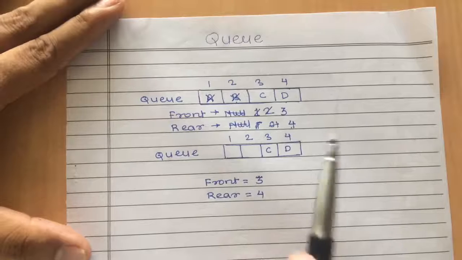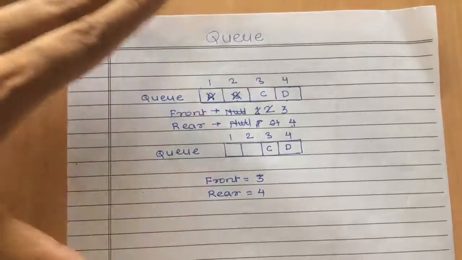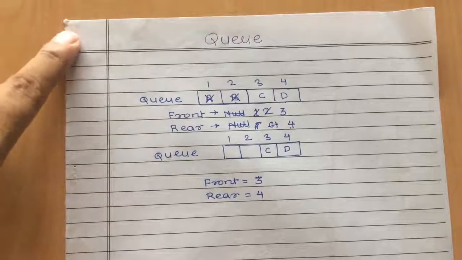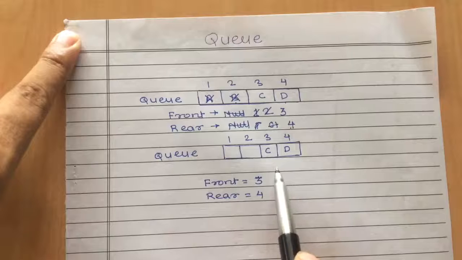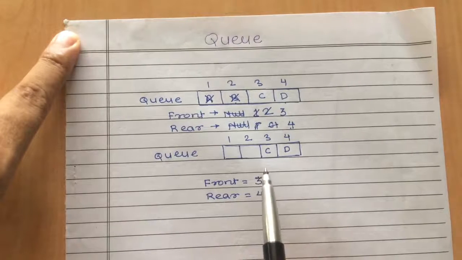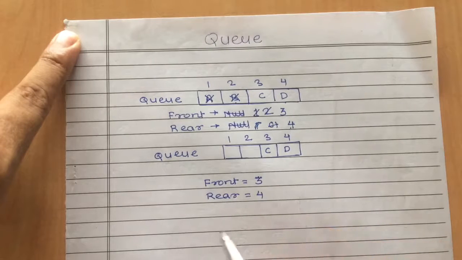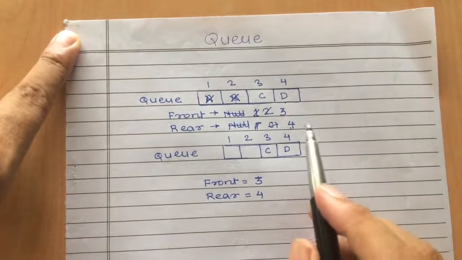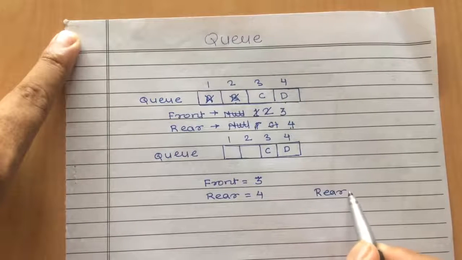As we have space in Q, we can insert an element in this Q. But as I said, if we want to insert an element in Q, we have to increase the value of rear by 1. Space is there in this Q, and insertion takes place from the rear end, so we have to increase the value of rear by 1. So rear in this case becomes 5.